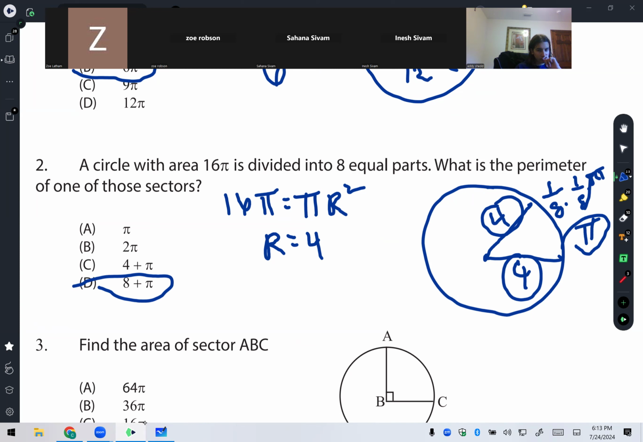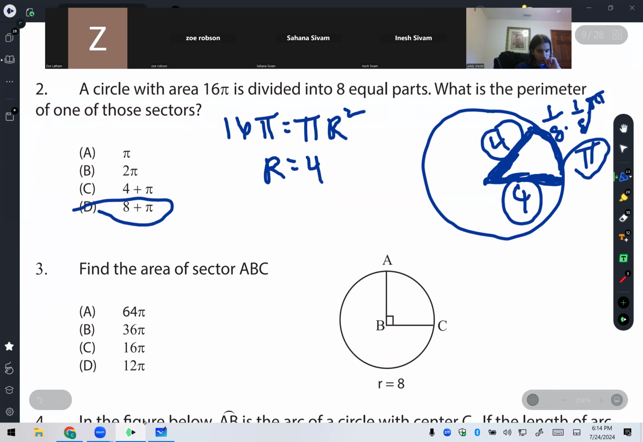Let me just ask everybody, Addie, does that make sense? It's because they're asking for the perimeter. Zoe Robson? Yeah. Zoe Latham? Yeah. It's too bad we can't have a field trip and everybody meet, and then this would be the crust.